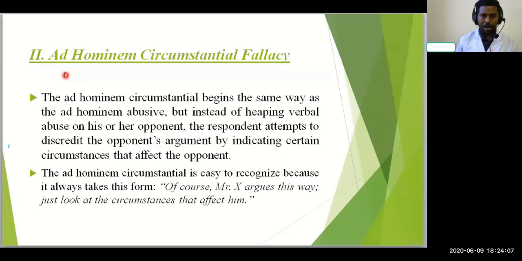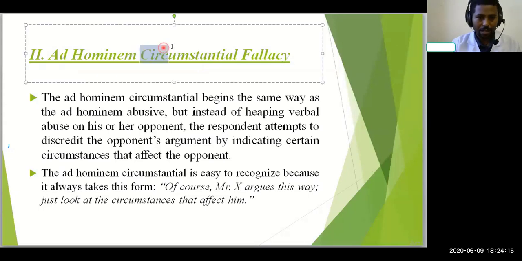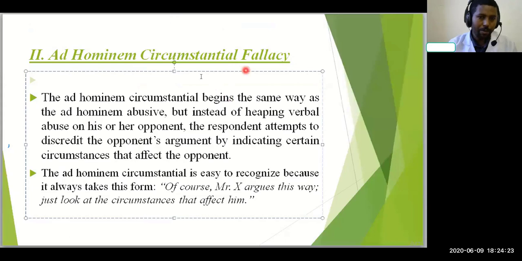The second form of argument against a person is the ad hominem circumstantial. You see, there's a circumstantial fallacy. The first one is abusive toward the characteristics of the first arguer. Here is the circumstantial. The ad hominem circumstantial works the same way as ad hominem abusive, but instead of heaping verbal abuse on the opponent, the respondent attempts to discredit the opponent's argument by indicating certain circumstances. It's referring to circumstances. It's nearly similar. The difference is that here the respondent attempts to discredit it by referring to the circumstances that affect the opponent.